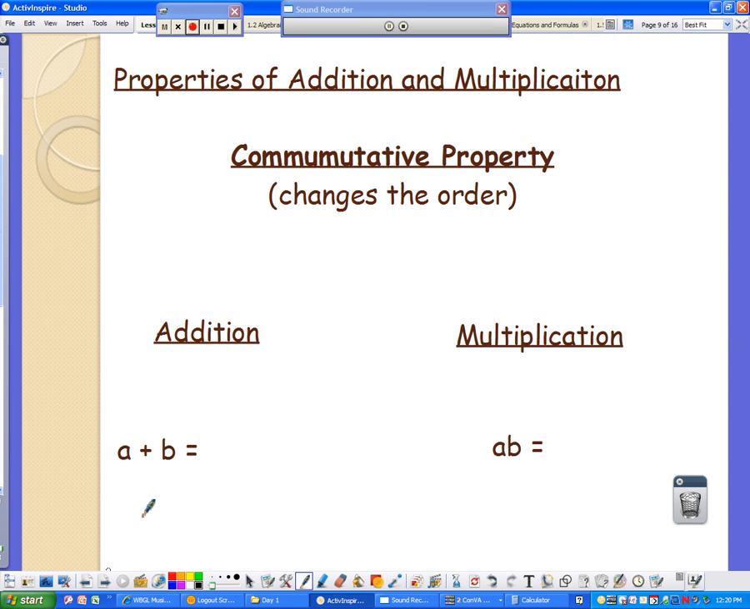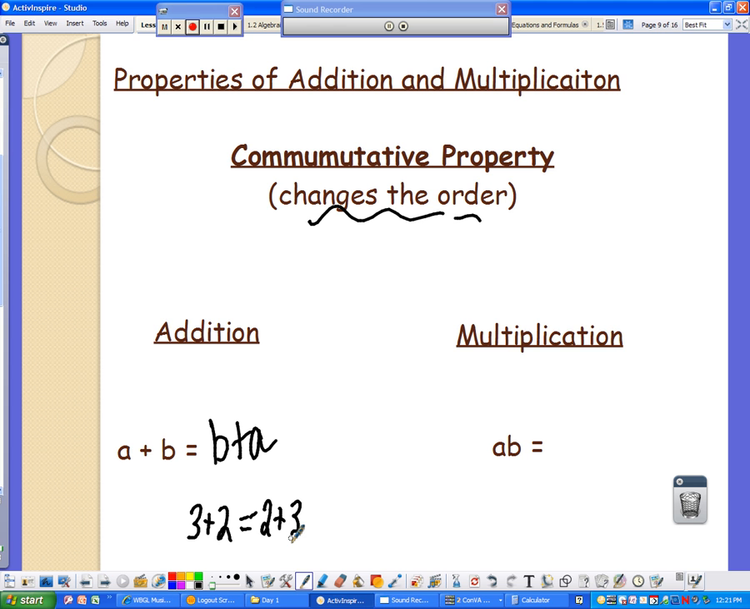So for example, the commutative property: anytime you see the commutative property, or you need to refer back to it, it's the one that changes the order. So for example, if we had A plus B, then what we would do is change that, if we were talking about the commutative property, so it was B plus A. And if we applied numbers to it, we could use numbers 3 plus 2 equals, if we just change the order, 2 plus 3.